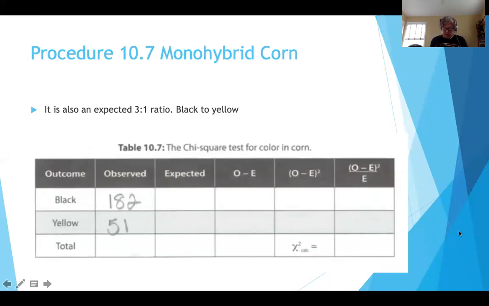The next lab, 10.7, would be our corn. If you watch the videos with Marcia Hay, she showed you the corn. With that corn, you would have been counting how many kernels are black and how many kernels are yellow. I have given that number to you. When you read the information, it tells you in the hypothesis that it's a 3-to-1 ratio as well. So based on all that information, you should be able to calculate your chi-square value.